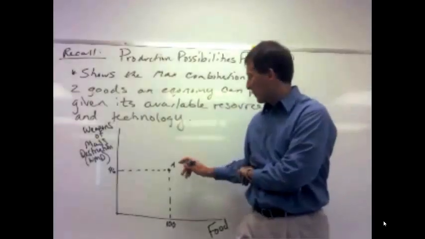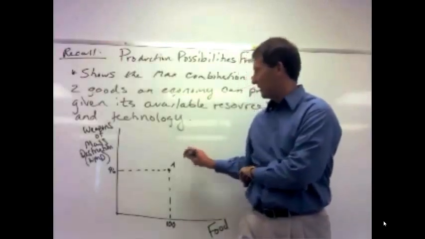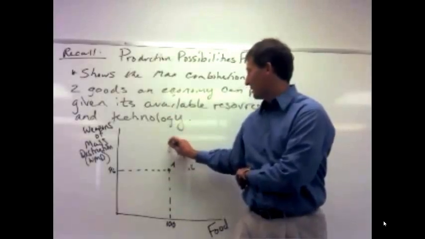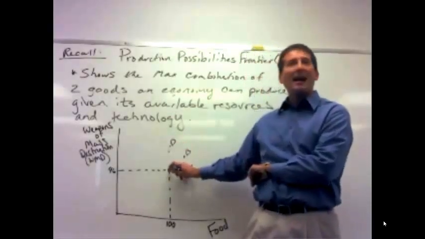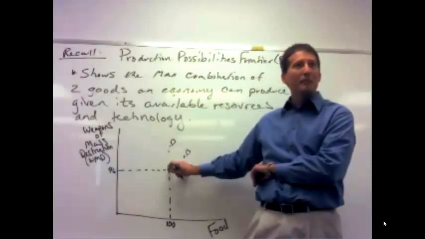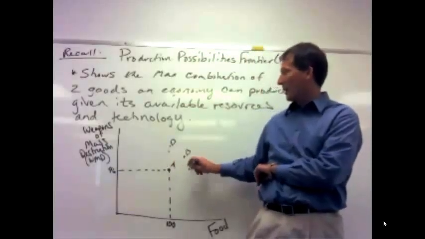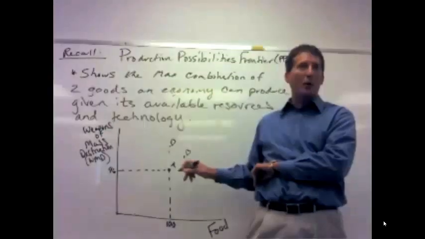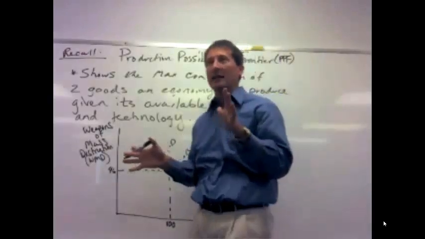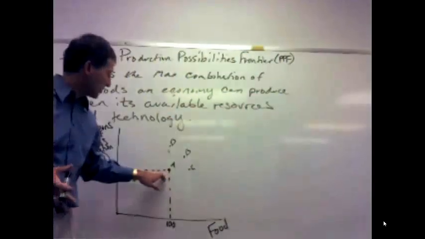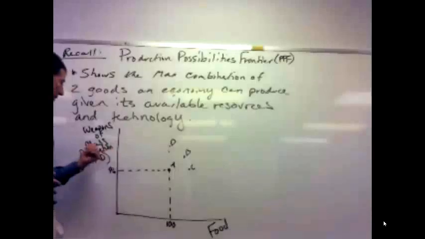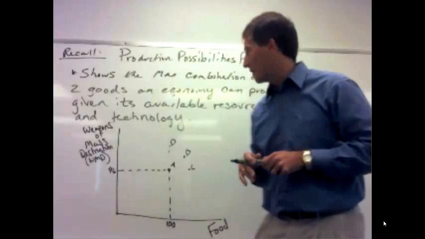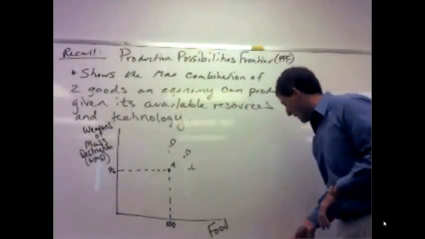So if you can move to a point like B or C or D, then A kind of sucks, because it says if you were doing better, you could have more of this good without giving up any of the other, right? So you could move to a superior point without sacrificing anything. So we know that point A is efficient if the only way we can get more weapons is to give up food.